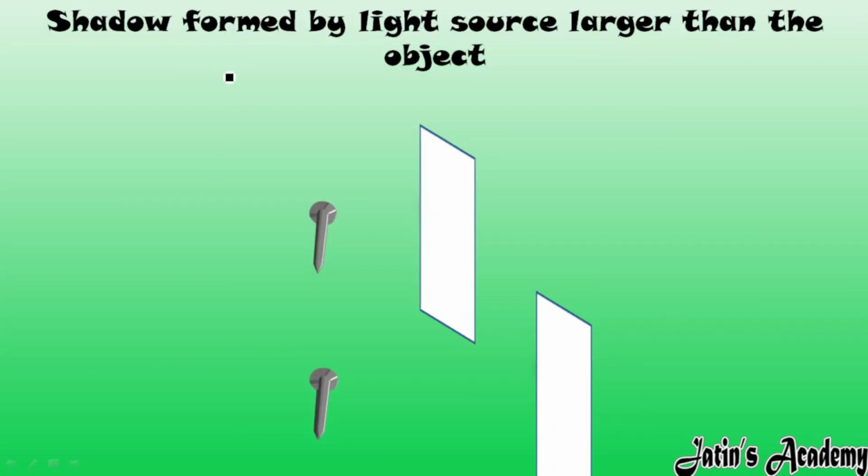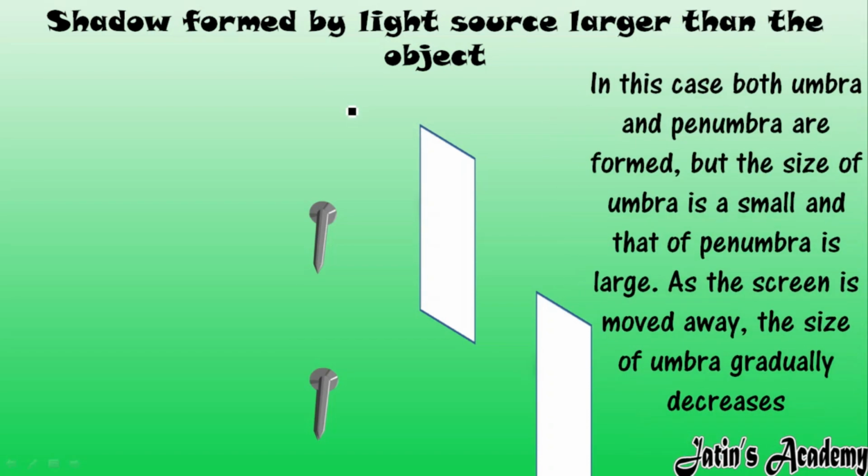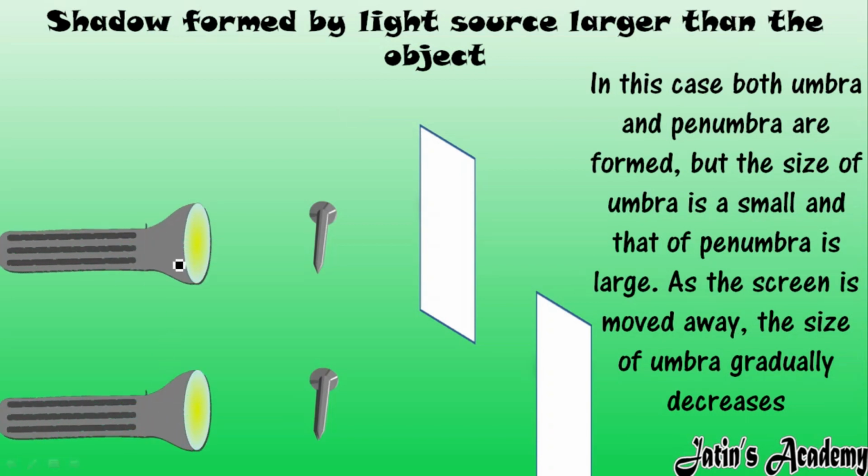So now I am going to take the opposite, meaning I am going to see how shadows are formed by a light source larger than the opaque object. See carefully, whenever I take the larger source of light, here I have a larger source of light and the opaque object is smaller. So in that case what is going to happen? In this case also both umbra and penumbra are going to form.